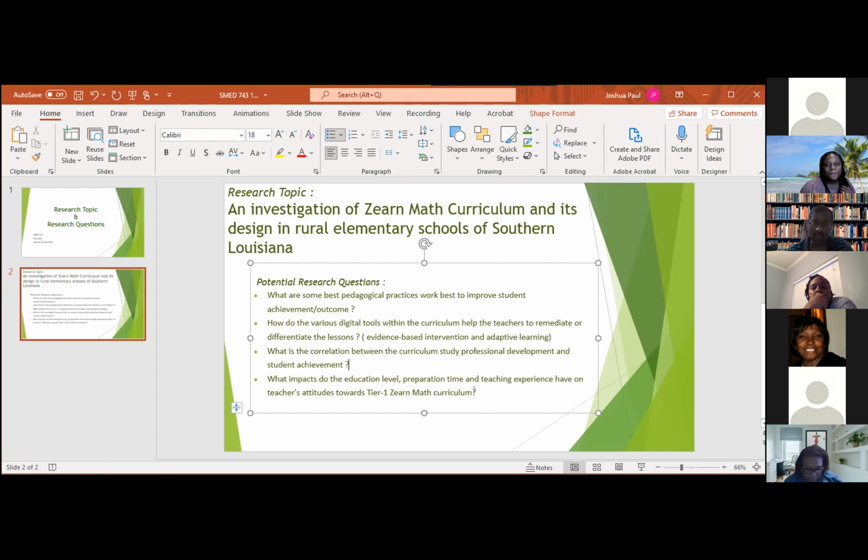Yeah. So basically you're saying there are several topics in my research question. One is my curriculum study PD, and the other one is focusing on the teaching experience, and the one is focusing on remediation, and then the other one is, so basically you're saying pick one and then elaborate and go from there, right?